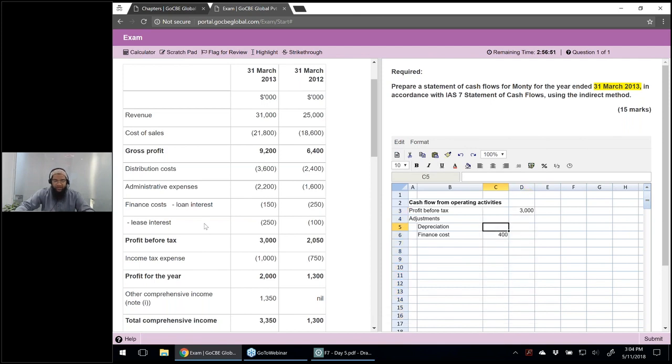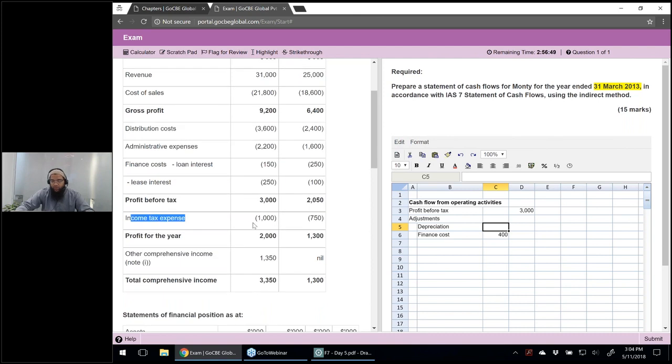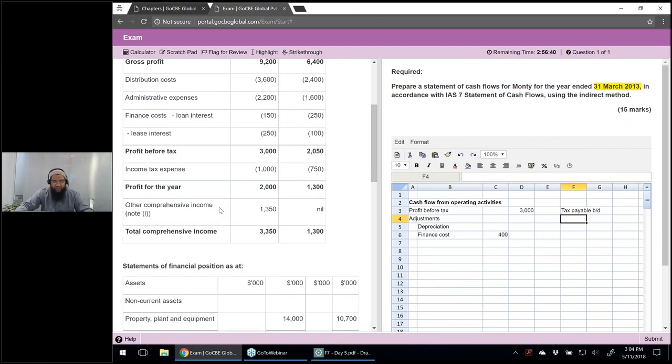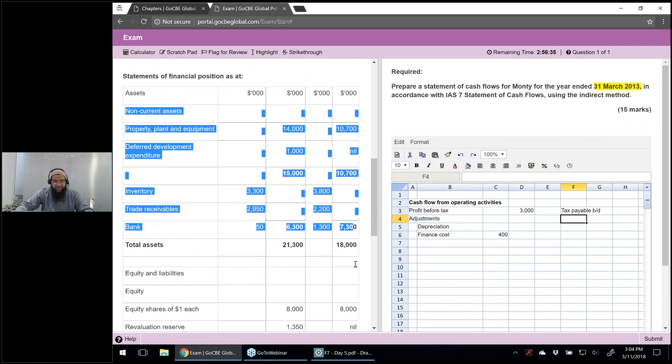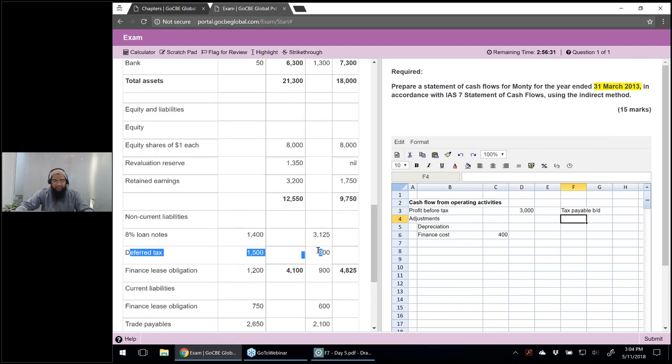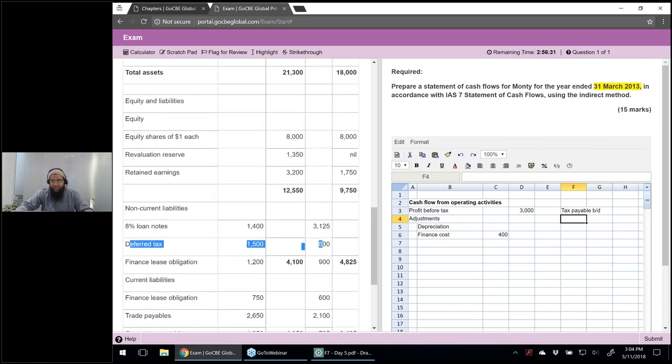Now the question has given us income tax expense of 1000. What do we do with the income tax expense? We prepare some tax payable account. Let's go and check where the tax payable is given. Nothing in non-current assets, nothing in current assets. We have deferred tax liability in the non-current liabilities and we have current tax payable in the current liabilities.